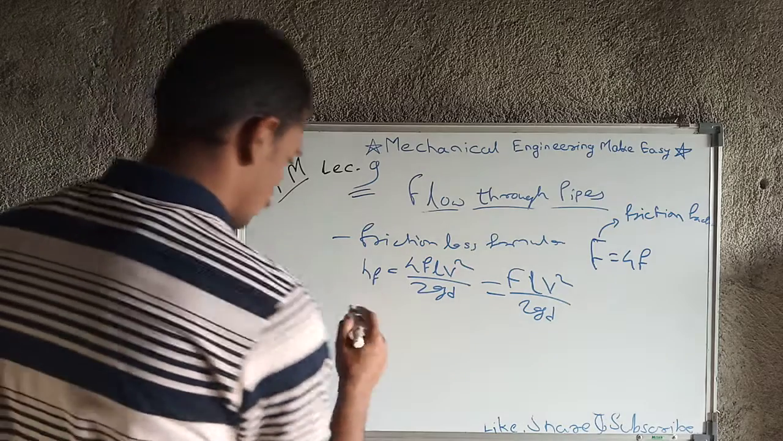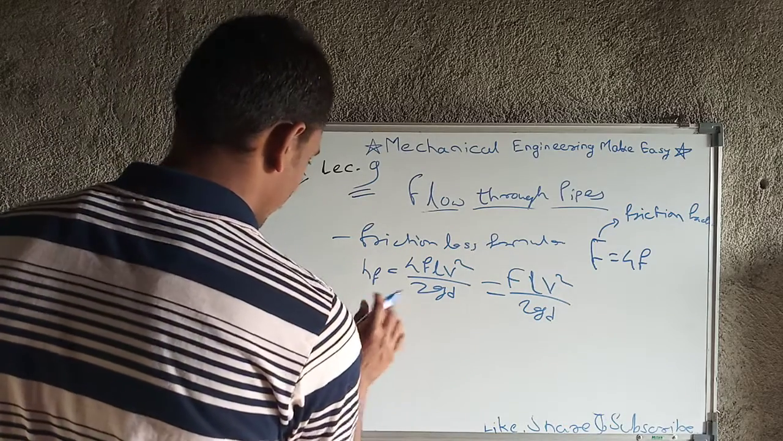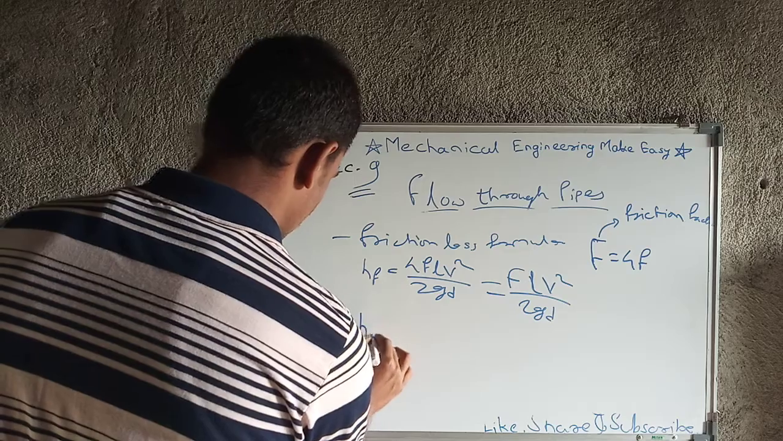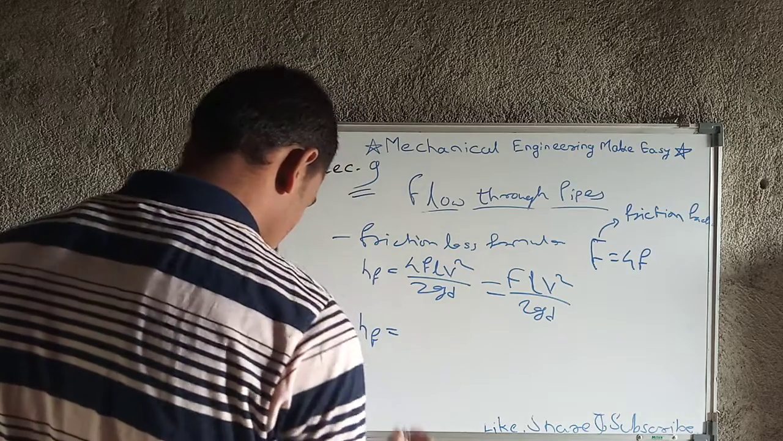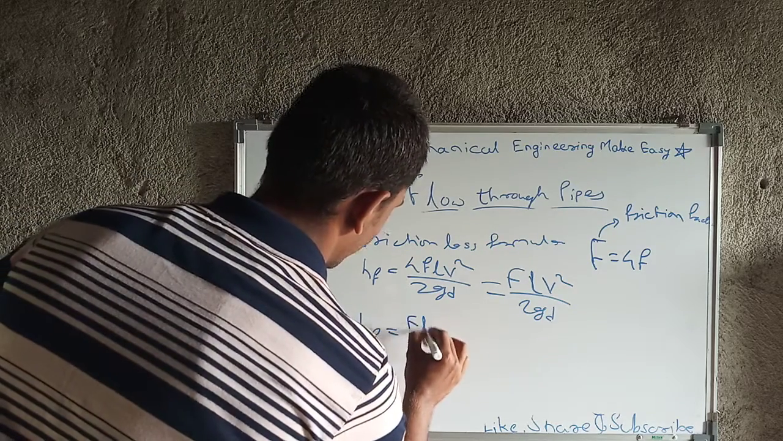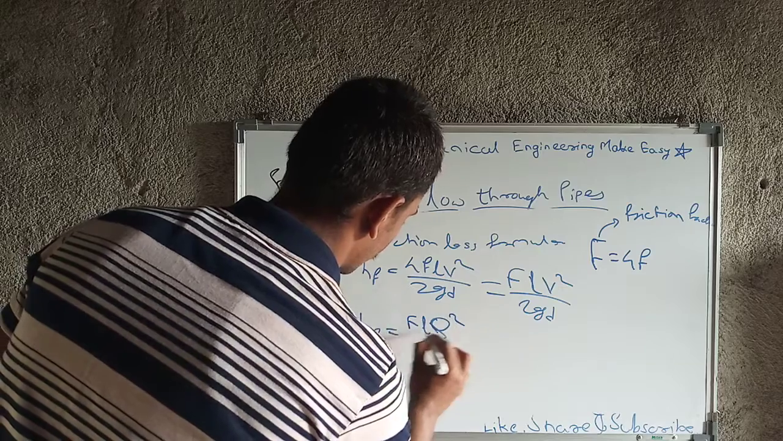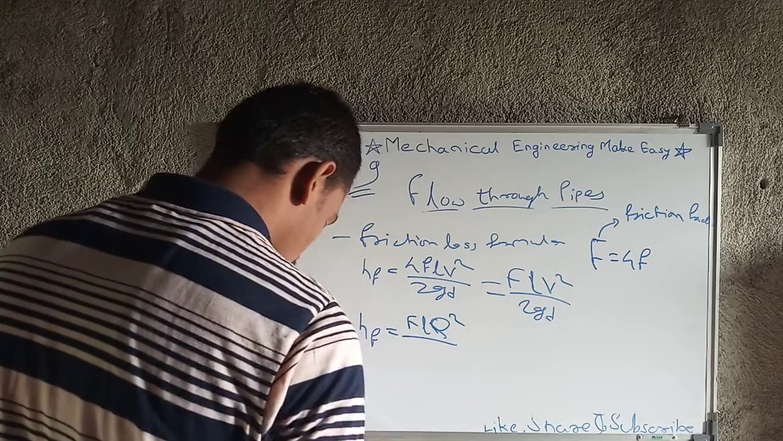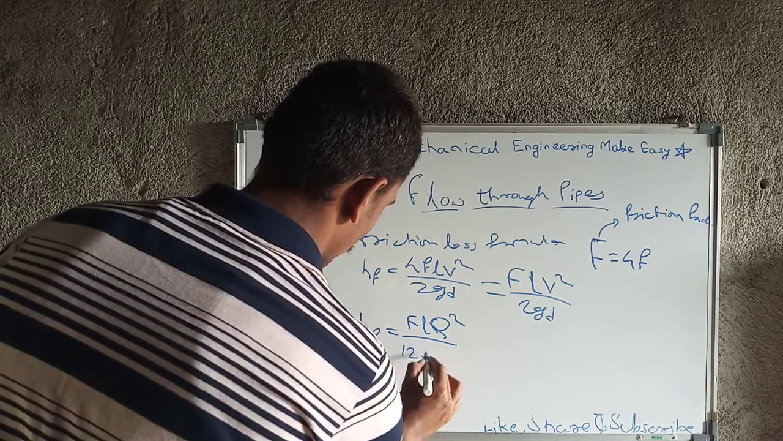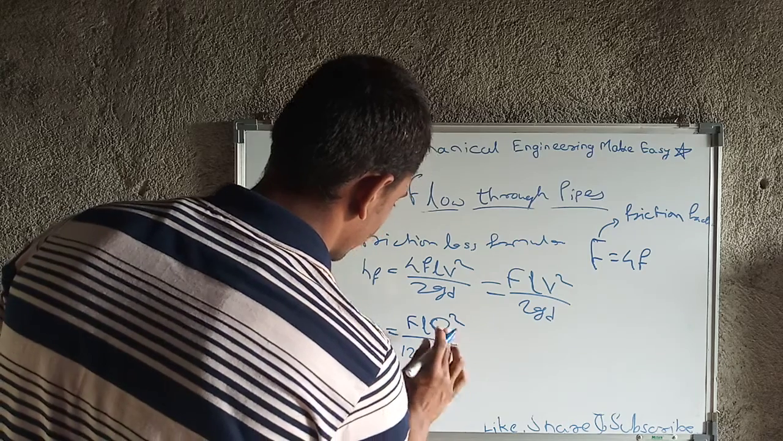Or again, one equation can be derived from this equation, and that is HF equal to FL Q square divided by 12.1 d raised to 5.